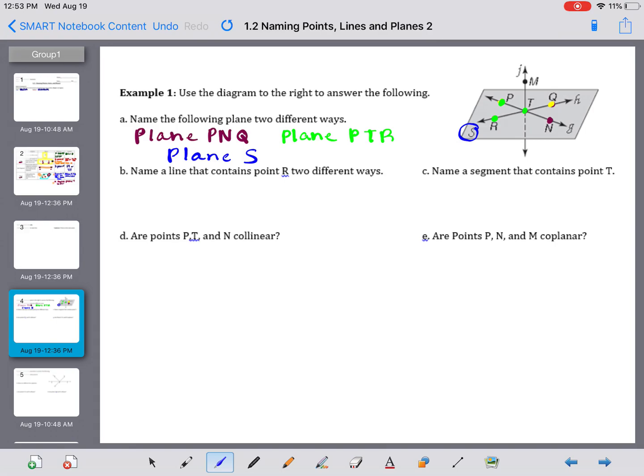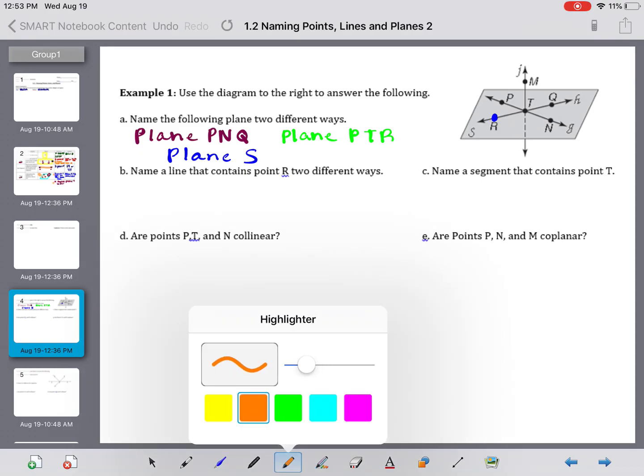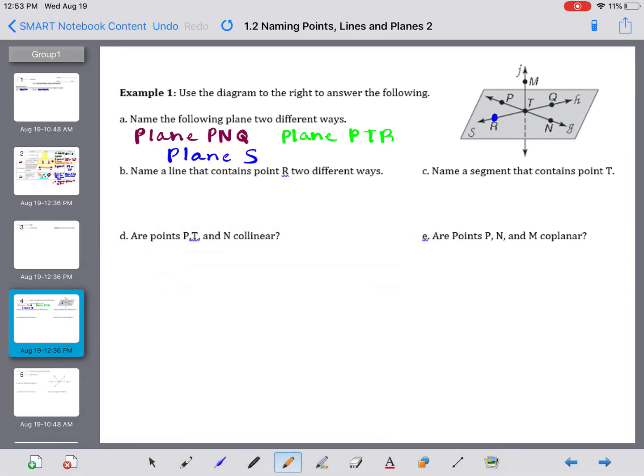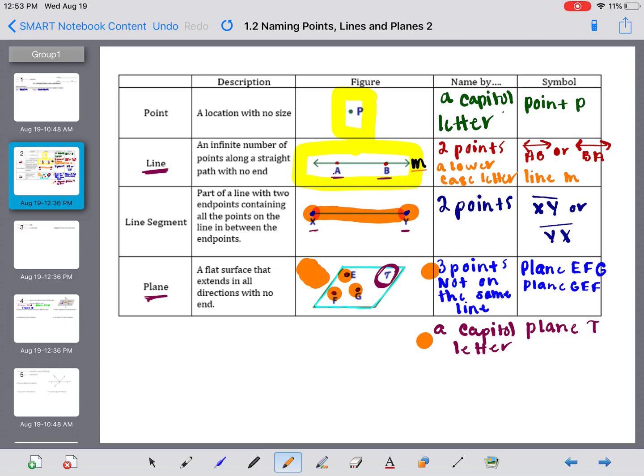Okay. B says name a plane that contains point R 2 different ways. Or sorry, name a line that contains point R in 2 different ways. So I'm going to find point R. Here's point R. And I'm going to highlight the line that point R sits on. So it's sitting on this line right here. Okay. If we go back to the chart, to name a line, we can use 2 points or a lowercase letter that is written next to the line.